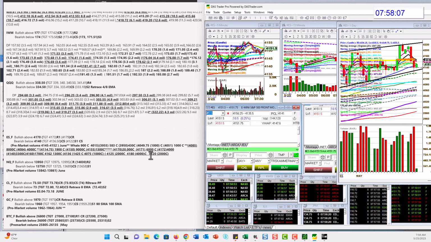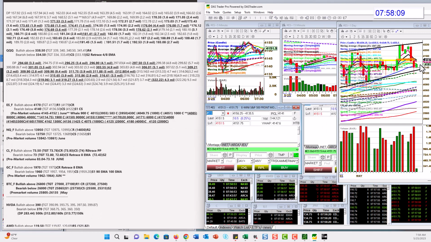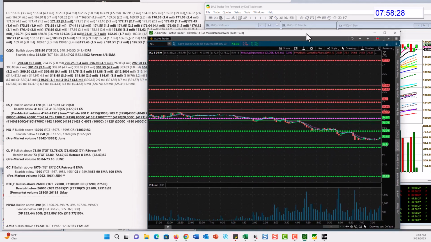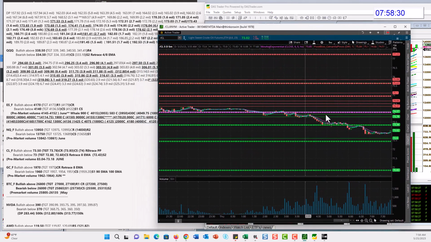All right, let's check out those E-minis. We are testing the whales at 41.50. And we have those big whales at 41.70. So we're bullish above 41.70, bear below 41.40 today. The NASDAQ futures bullish above 13,950, bear below 13,750.